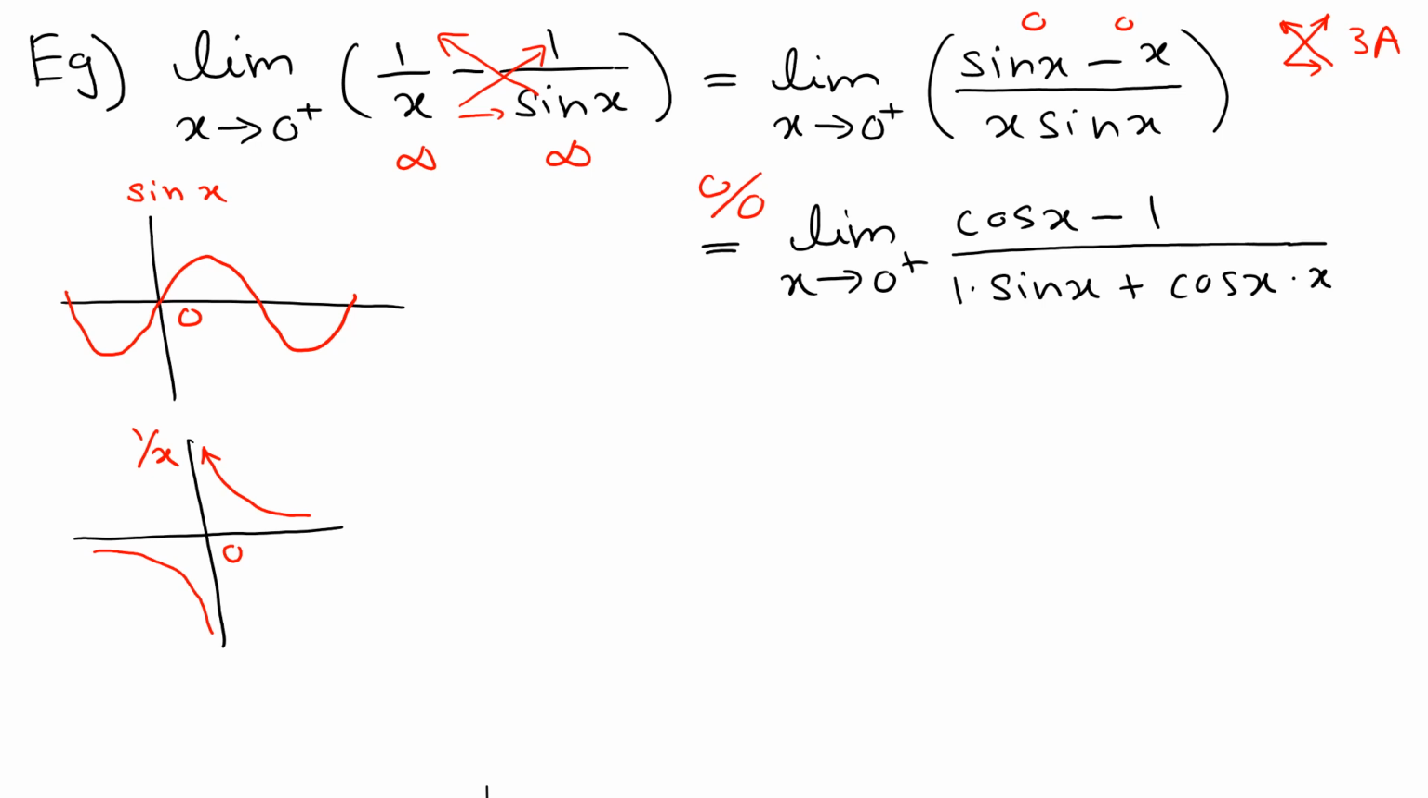So now you check what will happen when x goes to 0. Here we use the property sine 0 equals 0, and you can see that when x goes to 0, cosine 0 is 1. Because of that, you again get 0 over 0. That means we take the derivative again. So let's take the derivative again.